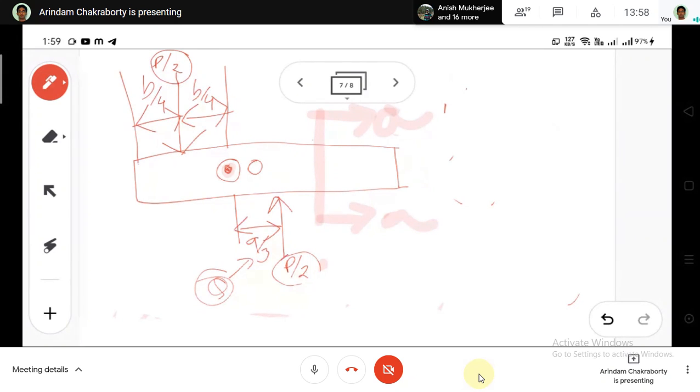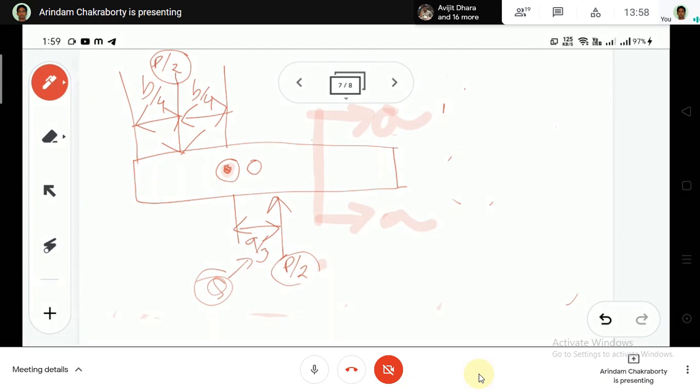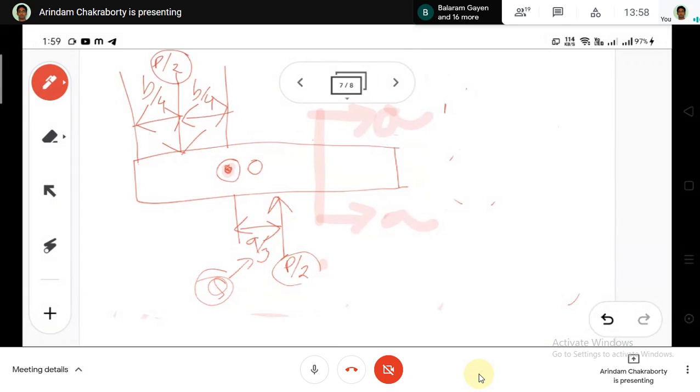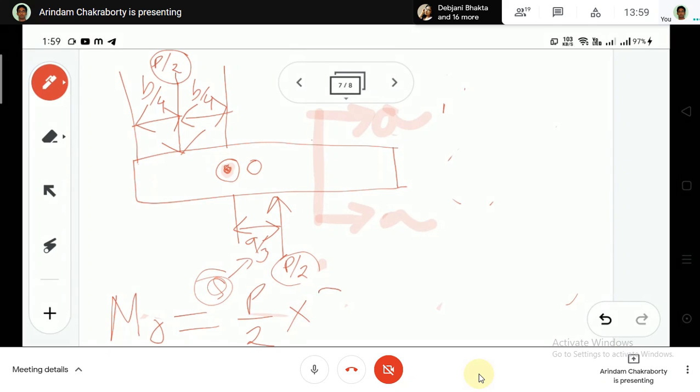If it's positive, it will come in. So the consideration of positive clockwise and anti-clockwise is entirely on you. You don't have to worry about it. Now let us write it. M O equals P by 2 into A by 3 plus P by 2 into B by 4.